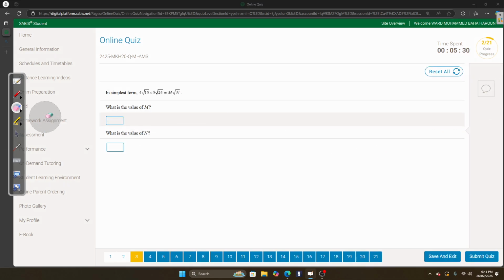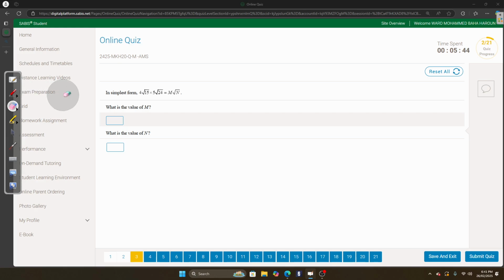Okay, for this one, you have two options. You can either multiply them all together, so you get 20 over this times this. I'm not going to calculate it. Or the easier and shorter way is to simplify them first and then multiply them.